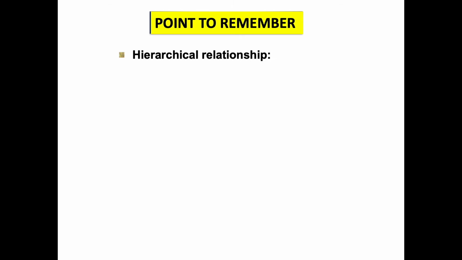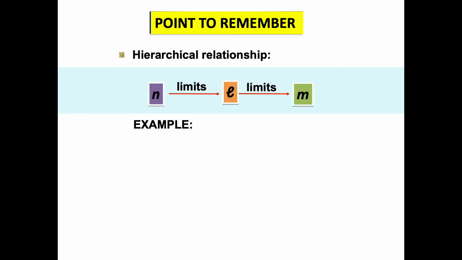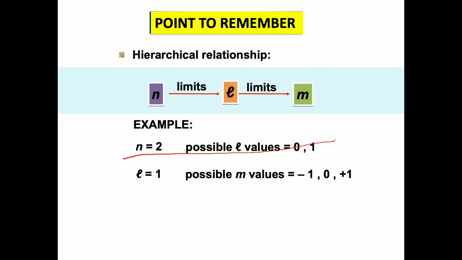So before we further continue our lesson, there is some point worth remembering. It is the relationship between the n, l, and m quantum numbers. The values of n will limit the values of l, and the values of l will limit the values of m. For example, if we have n equal to 2, the possible l values will be 0 and 1. Okay? So when l is equal to 1, the possible m values would be negative 1, 0, plus 1. And when l is equal to 0, the possible m value is only 0.